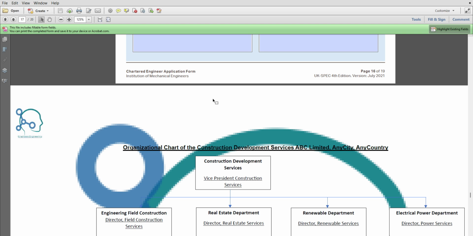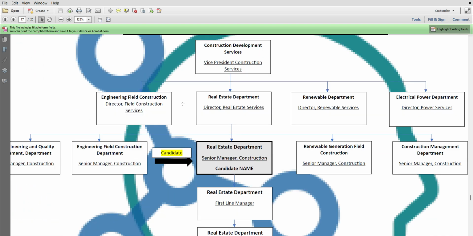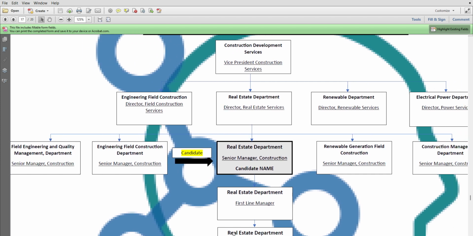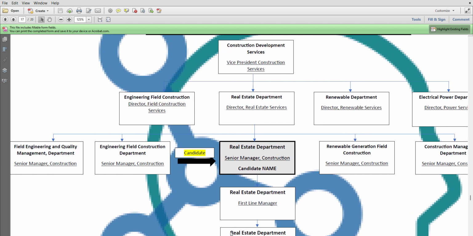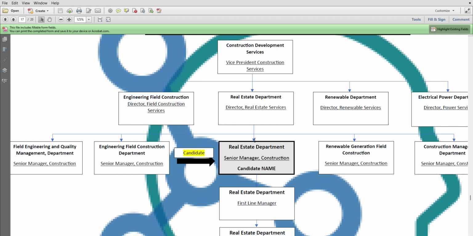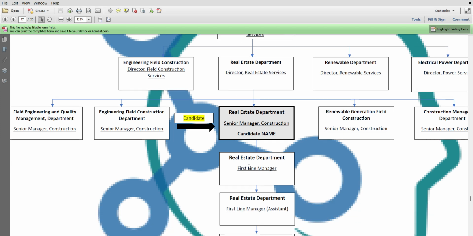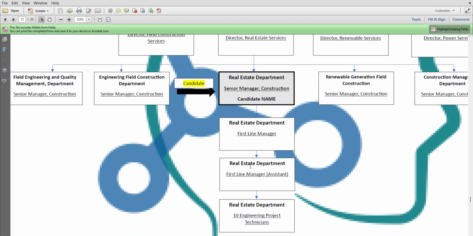We have a sample that we've provided for you. Okay, so feel free to use this one, or you can get in contact with us if you need help in producing one. You do not have to mention any names. All you have to do is talk about the positions. So go a few steps up and then tell us or show the teams that you manage. So in this example, the candidate is right here, and the candidate is a senior manager, and the candidate manages first line manager, the assistant, and other project technicians.